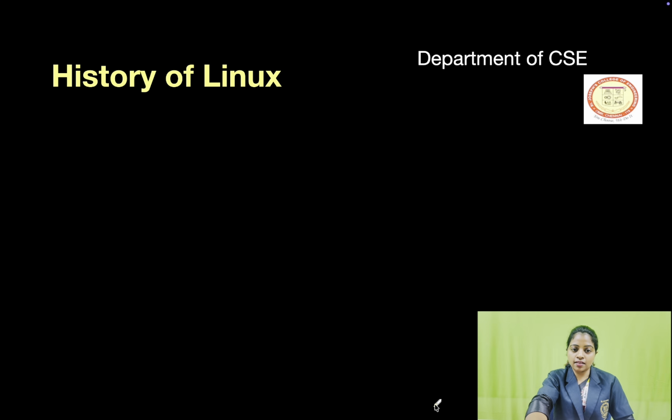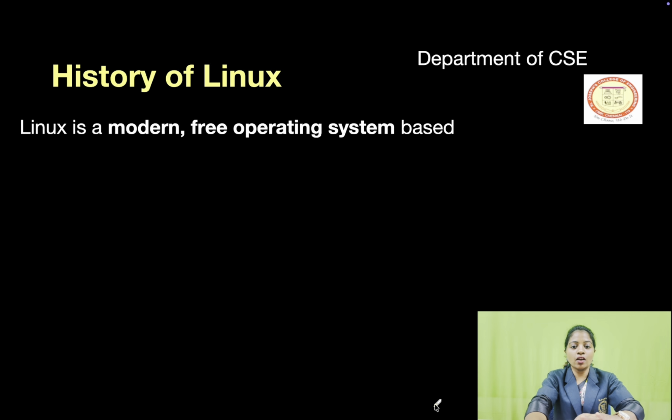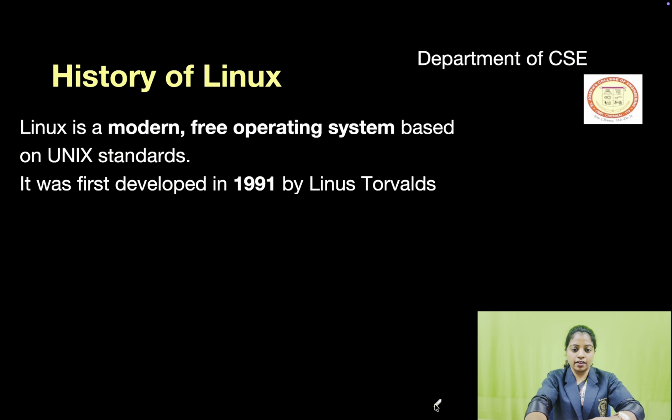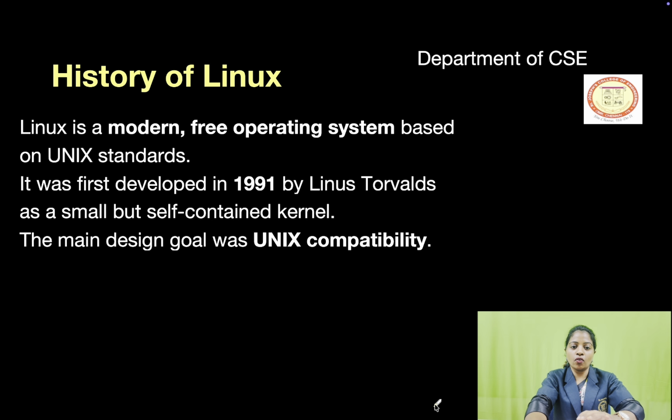So first we can see the history of Linux. Linux is a modern free operating system based on Unix standards. It is a completely free OS and it is based on Unix standards. It was first developed in the year 1991 by Linus Torvalds. And here the main design goal of Linux was its Unix compatibility.